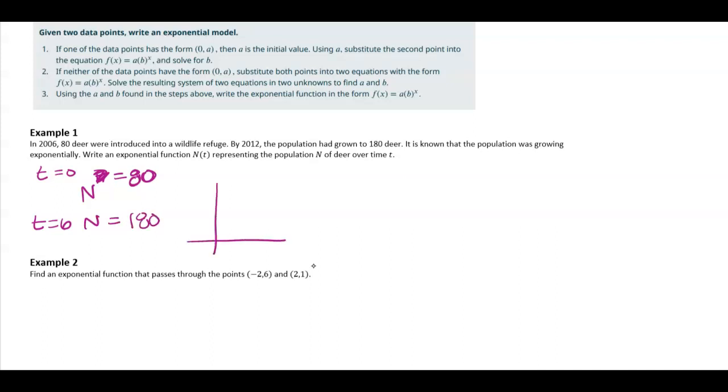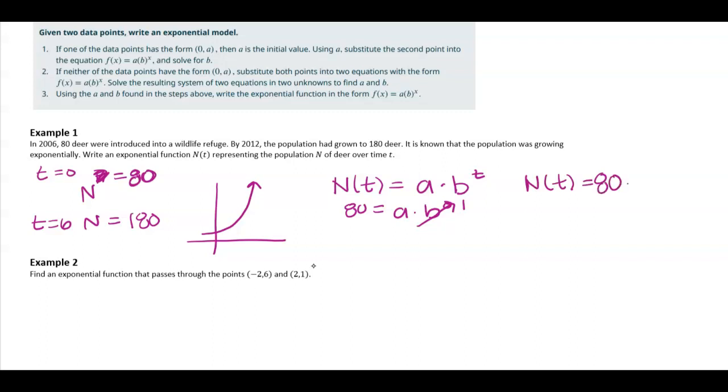And it says I know that this grows exponentially, so I know my graph looks like this, but I want to find the actual equation. Well, I know that n of t must follow this formula, a times some base to the power of t. Well, I know that that's 80 when time is 0. Using exponential properties, anything to the power of 0 is 1, so a must be 80. So my n of t equation must be that initial value times b to the power of t.